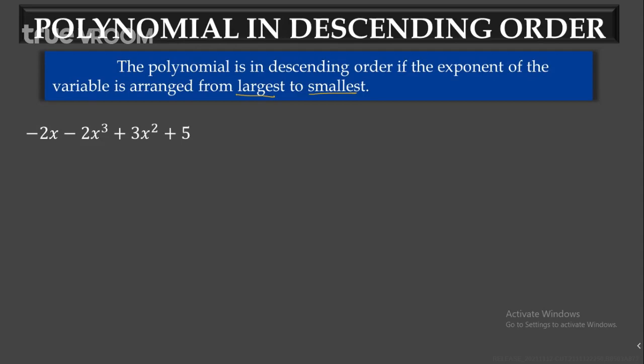For example, we have negative 2x minus 2x cubed plus 3x squared plus 5. What is the first term with the largest exponent? All right, so just one example. Students, this one, we have 3. This is the highest exponent. So negative 2x cubed. Oh, this is 3, sorry. And then followed by plus 3x squared, because this is the second one. Followed by negative 2x. The exponent here is 1, and plus 5. Okay, that is about descending order.